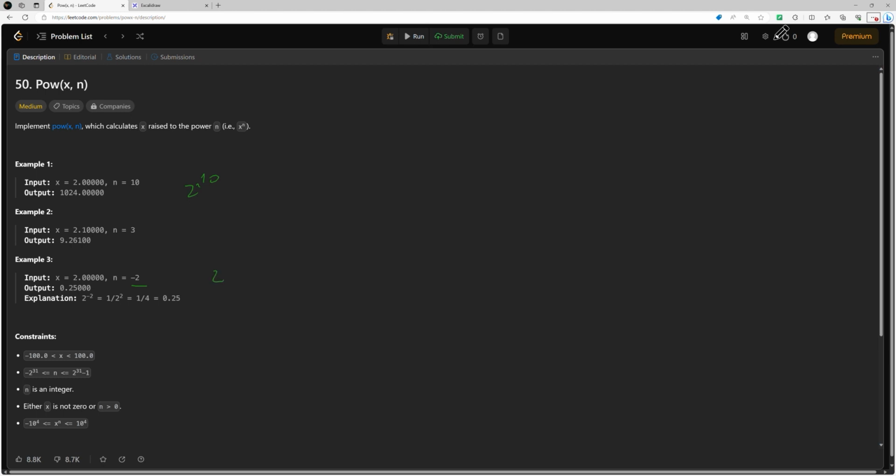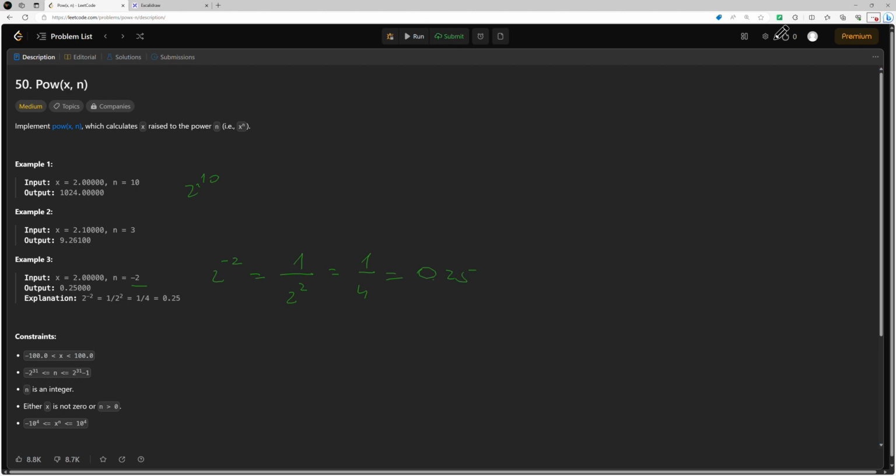In that case, we'll have 2 to the minus 2, which is basically the same as 1 divided by 2 to the power of 2. Basically, we are converting the negative power to the positive one, and in this case, it will be 1 divided by 4. When we turn it into a decimal, we will have 0.25.